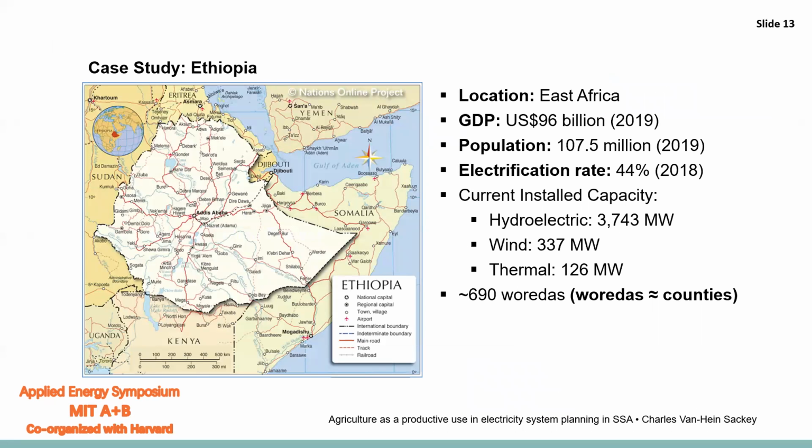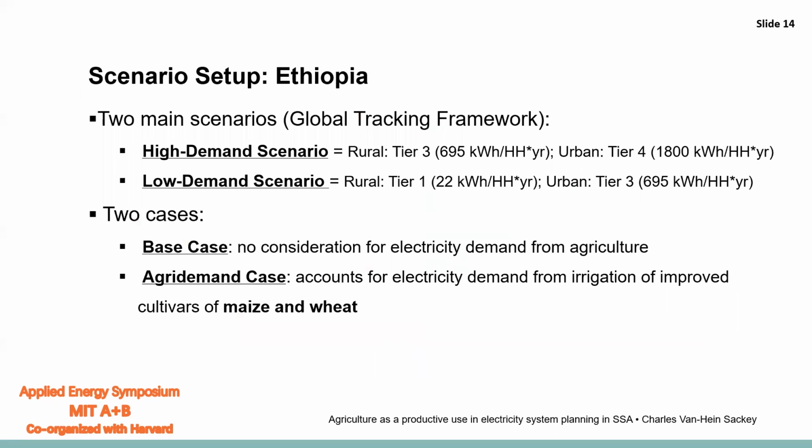So for this project, as I mentioned, we used Ethiopia as a case study, and Ethiopia is a country located in East Africa with a population of over 100 million people. And the government of Ethiopia aims to achieve 100% electrification by the year 2030. And so since Ethiopia's current electrification rate stands at 44%, it does serve as an excellent candidate for electricity system planning. So in our case study, we used 2 demand scenarios to capture the associated uncertainty of average usage patterns.